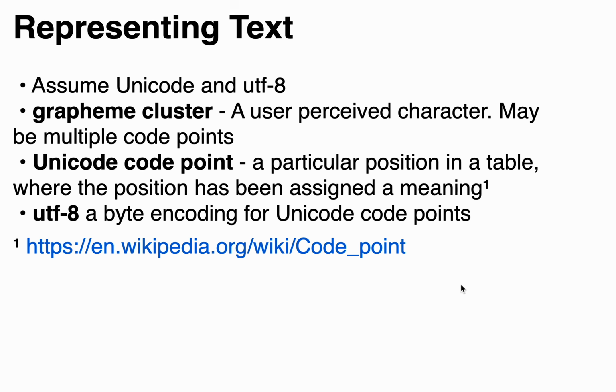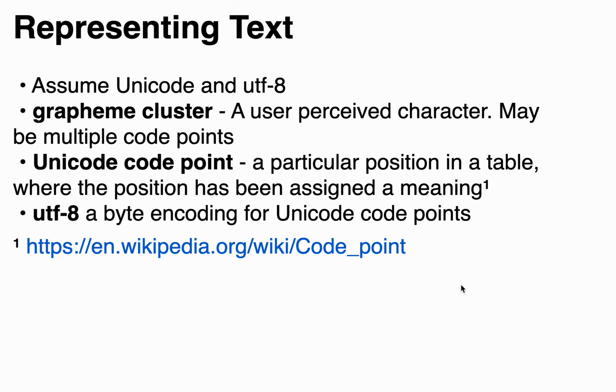And the next vocab word is Unicode code point. So its literal meaning from the Wikipedia article here is a particular position in a table where the position has been assigned a meaning. So there's a Unicode consortium, and there's a list of defined code points where they have a large list of these numbers, and then the consortium decides what they mean, and then everybody kind of follows along with the standard.